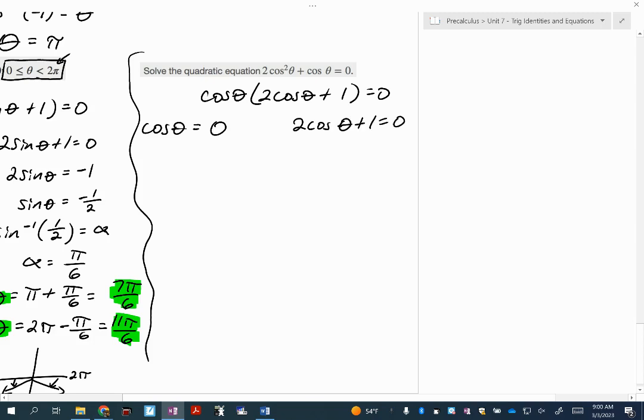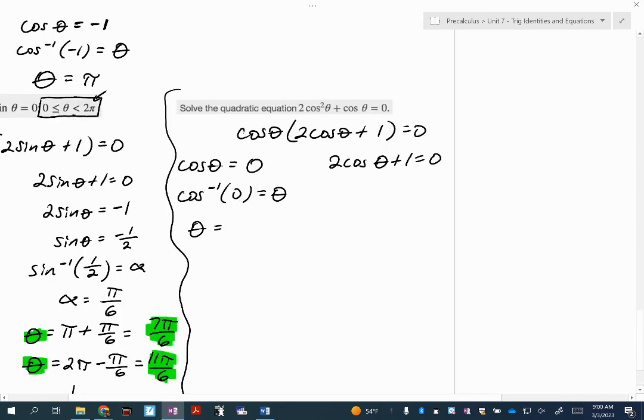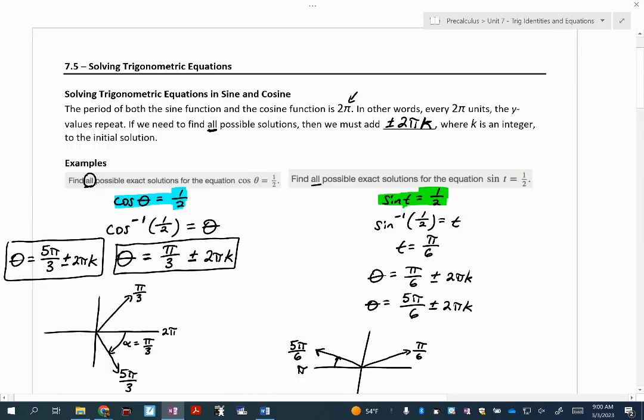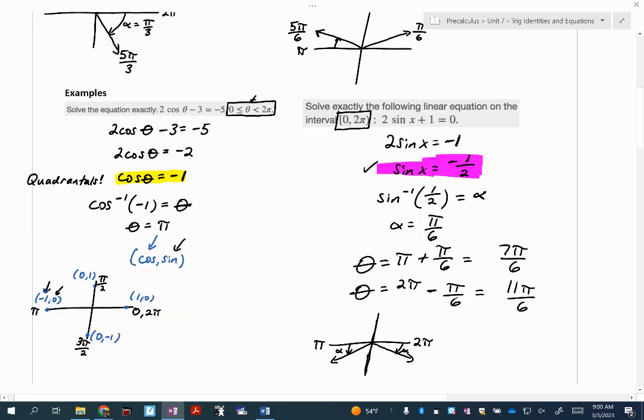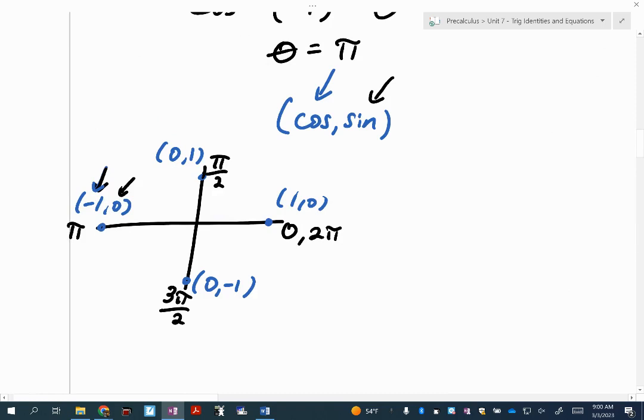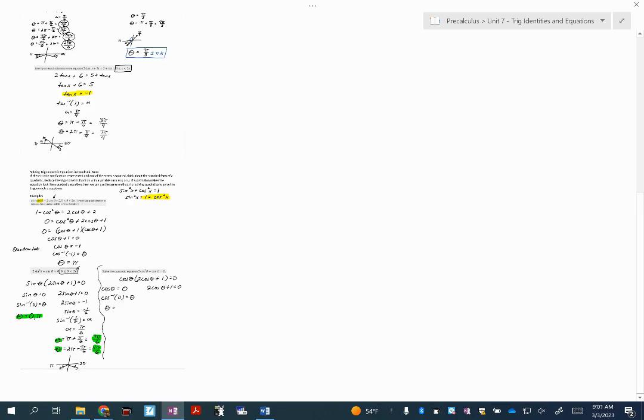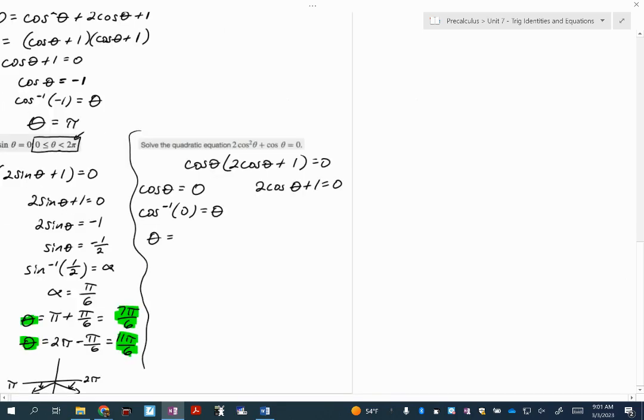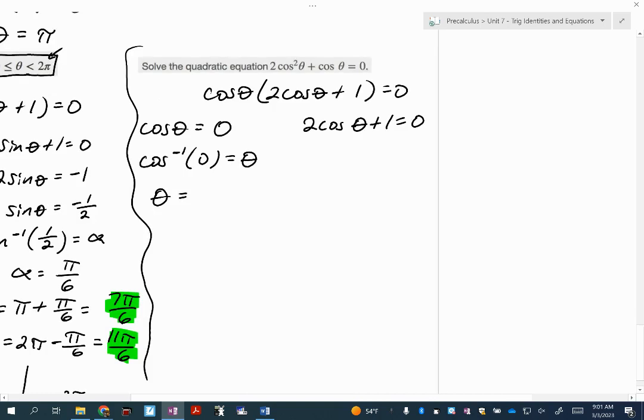This one is going to be quadrantals. Let me show you what my brain's thinking. Cosine to the negative first power of 0 equals theta. So let's go to our quadrantals. Where are the x values going to be 0? If I zoom in, the x values are 0 at pi over 2 and at 3 pi over 2. So that's what I'm going to put for my answers here. It doesn't say what interval I should use, so I'm just going to do the same thing I did on the last one, which is between 0 and 2 pi. So pi over 2 and 3 pi over 2.